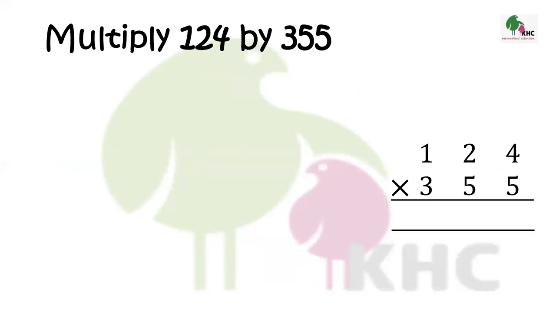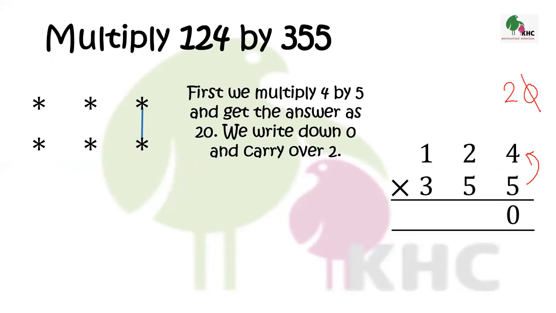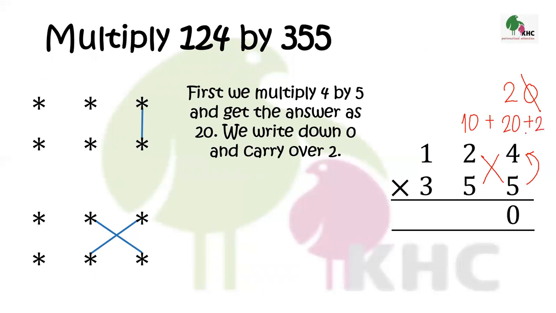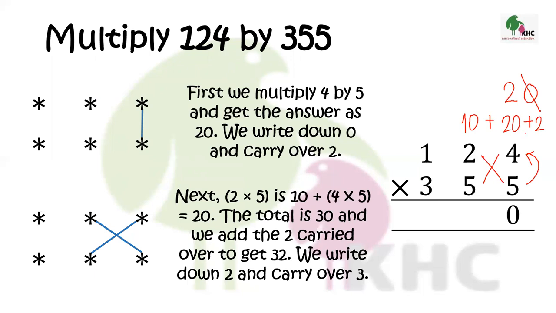Let us look at another example. Again, multiply the units digit out here. 4 times 5, the answer is 20. We write 0 and we carry 2. Cross multiply the tens digit with the ones digit next. And then 5 times 2 is 10. 4 times 5 is 20. And since you're carrying 2, 20 plus 10 is 30 plus 2 is 32. You write down 2. Now you're carrying 3.